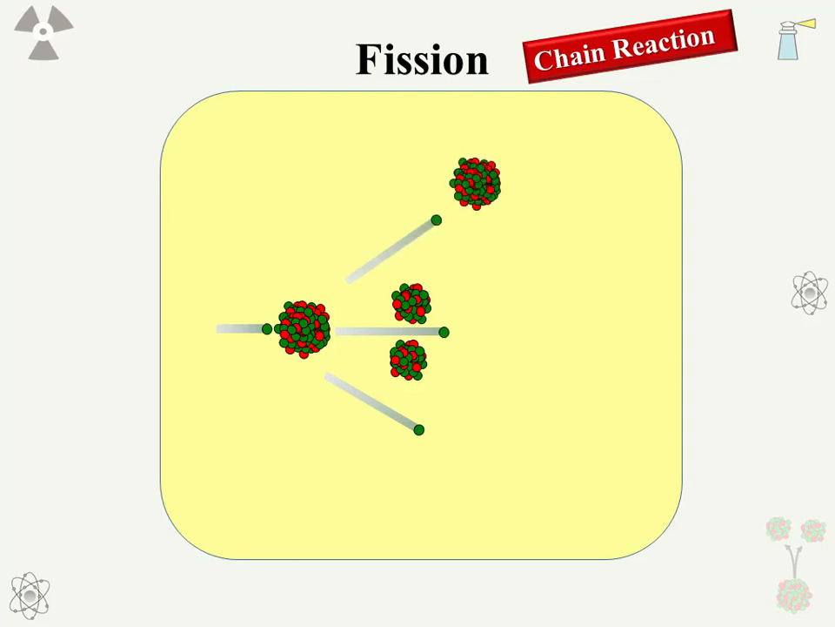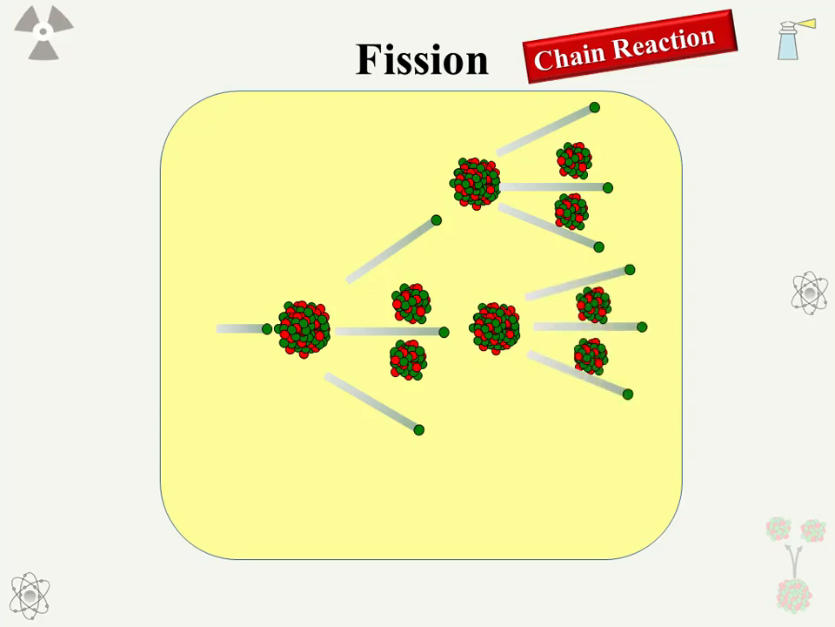Looking at the top neutron, it can find a uranium nucleus, crash into it, and split it into daughter nuclei. The reaction will also produce 3 more high-energy neutrons. The middle neutron from the first reaction crashes into another uranium nucleus, producing daughter nuclei and 3 more high-energy neutrons. And the last neutron from the original reaction also finds a uranium nucleus with the same result.